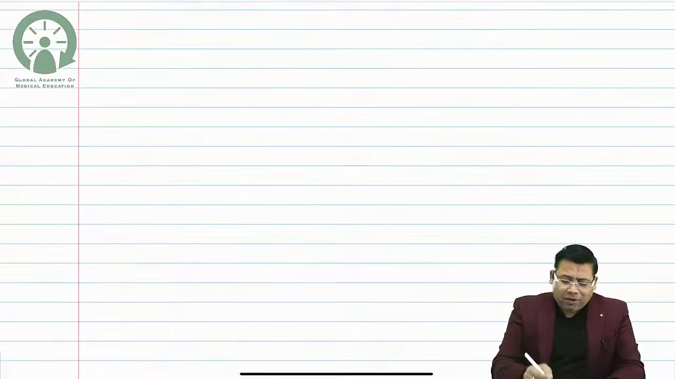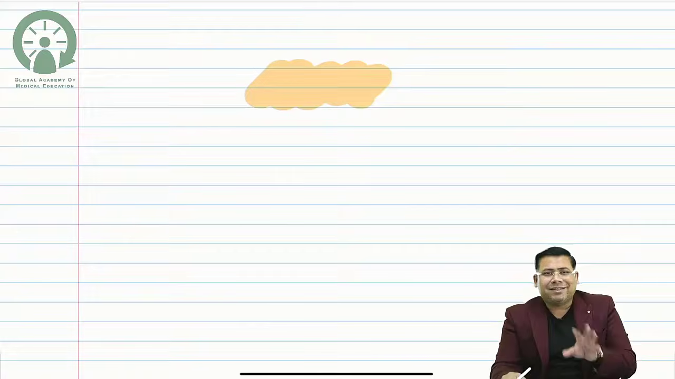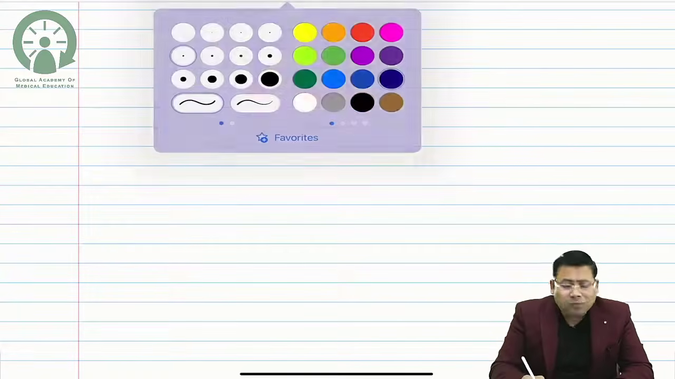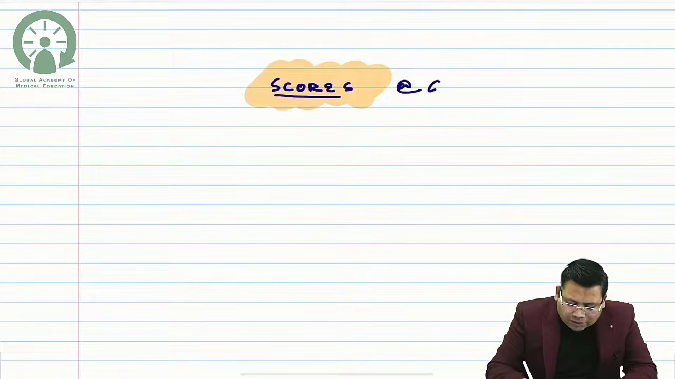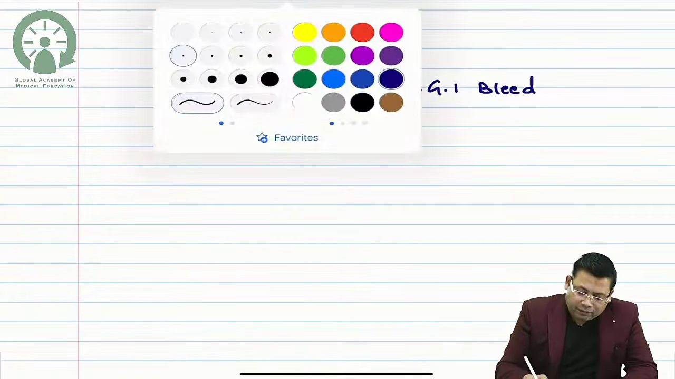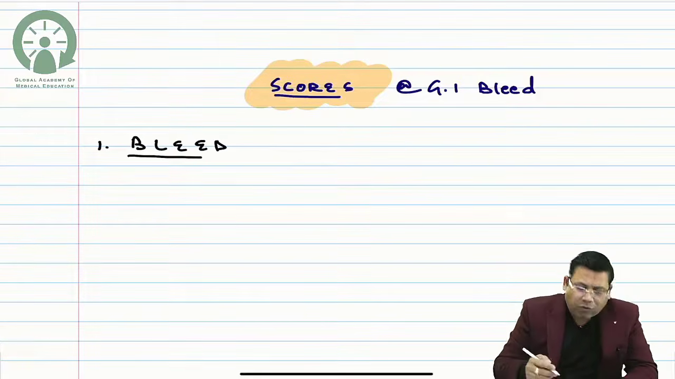Let us try to work on the scores. What are the classical scores? I shall just write the names of them because I use the term scores. So, let us be more watchful on those things. When you talk about scores of the GI bleed, what are the classical scores of the GI bleed? We have a score by the name of BLEED itself. So, what is this BLEED score all about?